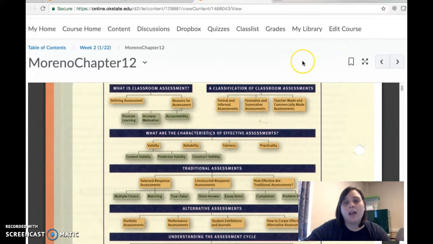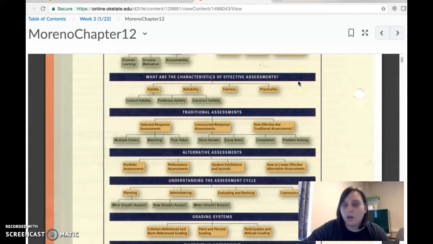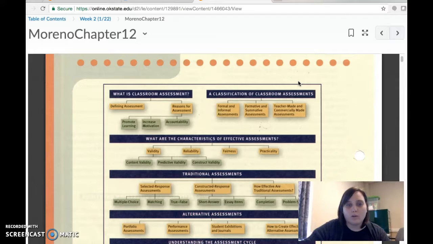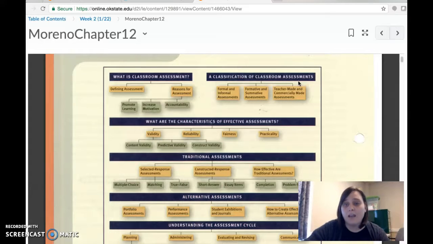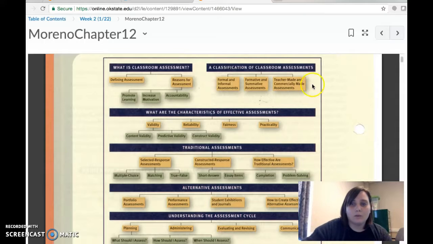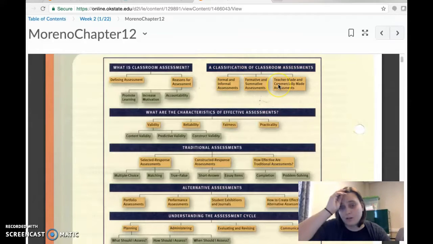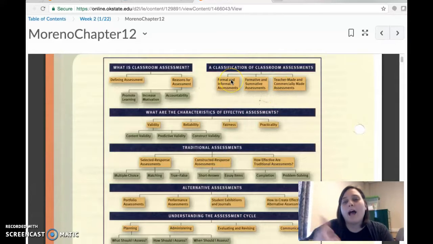This first page has a really helpful flowchart on it. One of your discussion board questions is to classify the assessments in this course. So if you see here, there's a list of types of classification: formal and informal, formative and summative, teacher-made and commercially made. That's what I'm looking for whenever I ask you to classify, and tell me why you know that discussion boards are informal versus formal, or why you know that the midterm and the final exam are summative versus formative. How can you tell that from the information in the book?